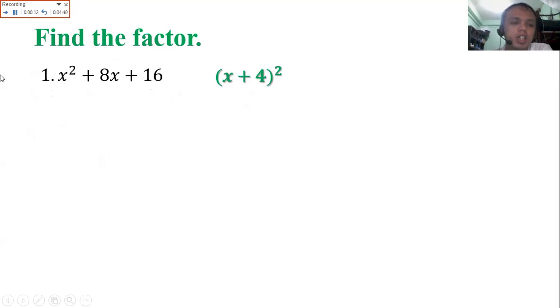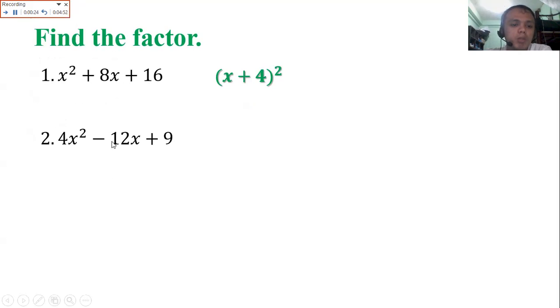Okay. Exercise tayo. Find the factor. We have x squared plus 8x plus 16. So, paano yon? We have (x plus 4) squared. Madali lang. Square root of x squared is x. Square root of 16 is 4. Copy the sign of the second term which is positive. Enclose it in parentheses. And then lagyan mo ng exponent 2.